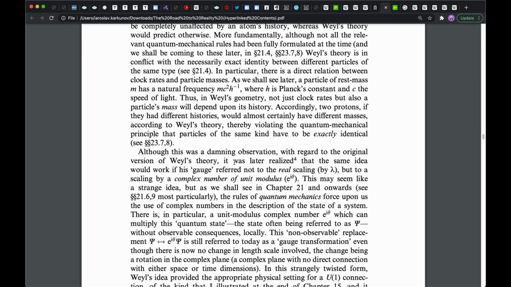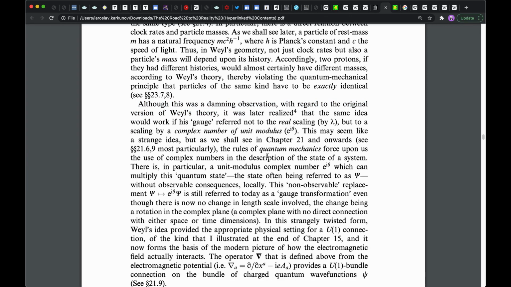But after some time passed and more discoveries were made in quantum mechanics, people observed that they could reuse those ideas. Instead of rescaling by a real function, we can use the same idea but with a complex number of unit modulus, a complex scaling factor. And that's exactly what we need in quantum mechanics, and we will have that gauge phase shift symmetry for the wave function.